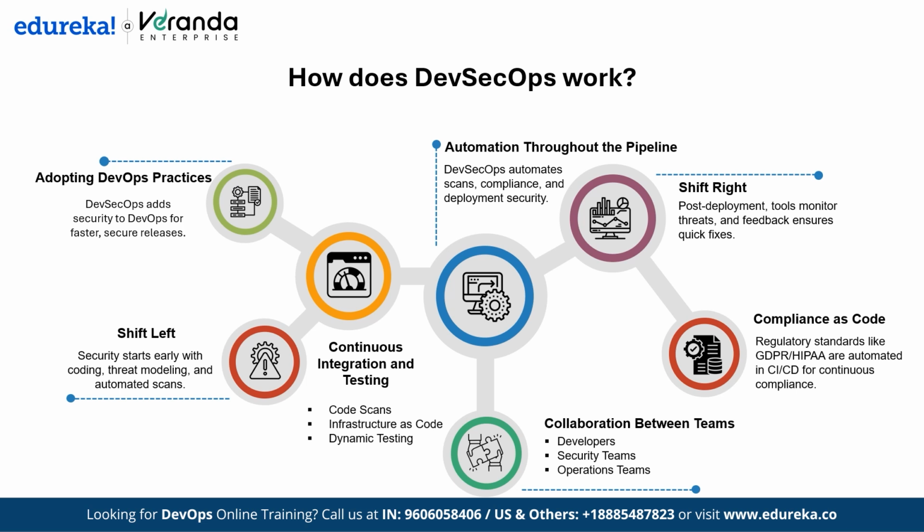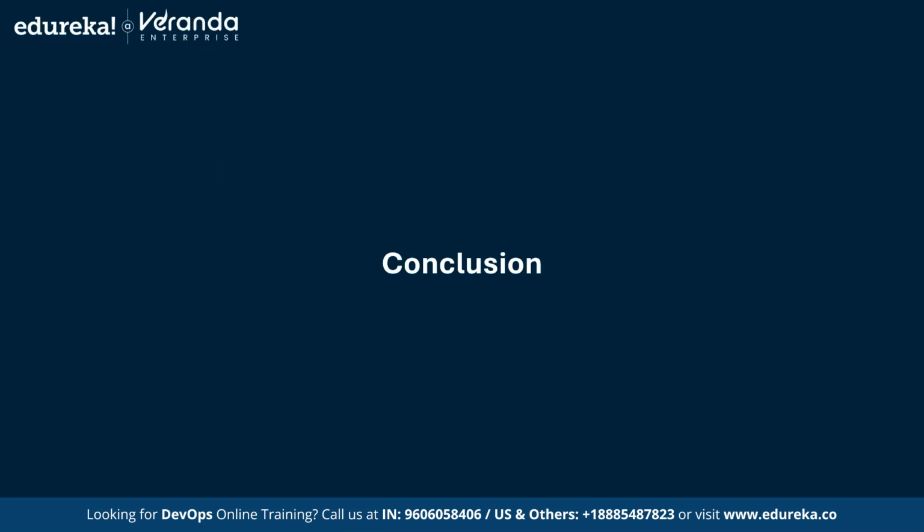In a nutshell, DevSecOps ensures security isn't a bottleneck but a natural part of the process, allowing teams to build, deploy, and scale applications securely while maintaining speed and agility. As we have seen, DevSecOps is more than just a methodology. It's a mindset that integrates security into every phase of development, creating safer, faster, and more efficient software delivery.